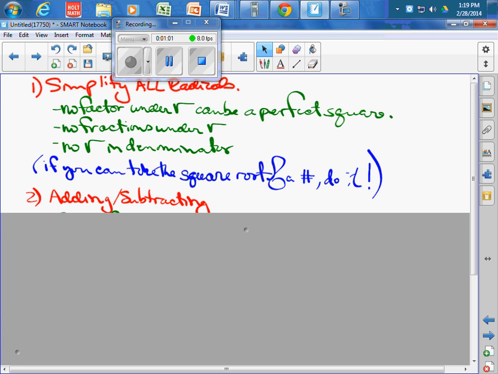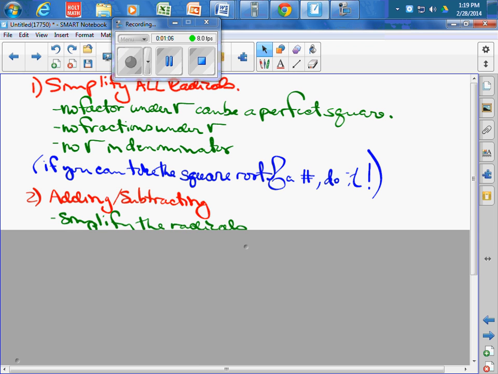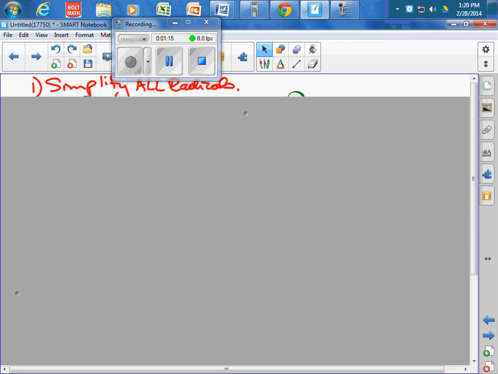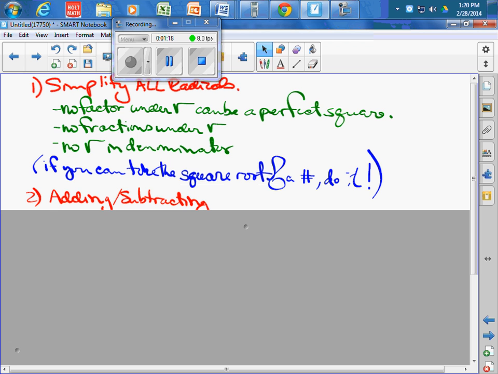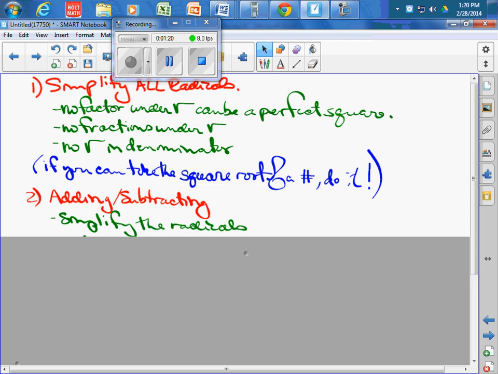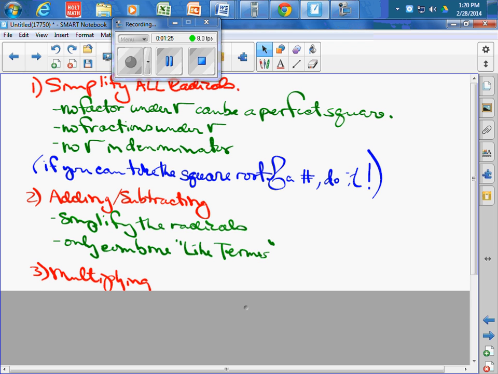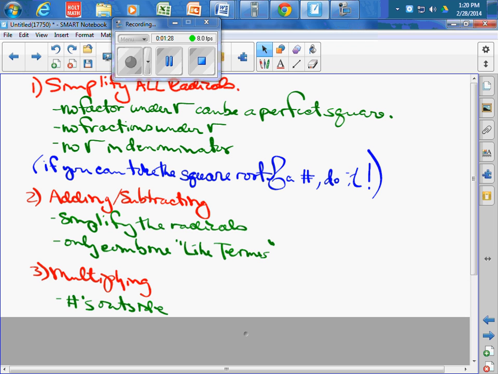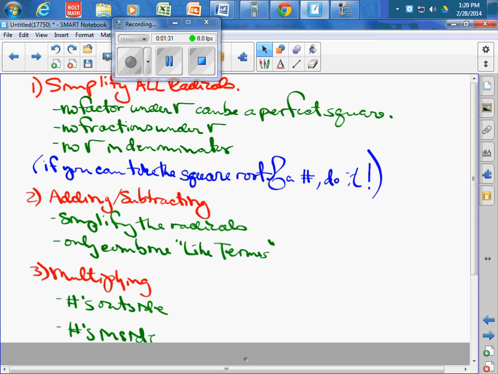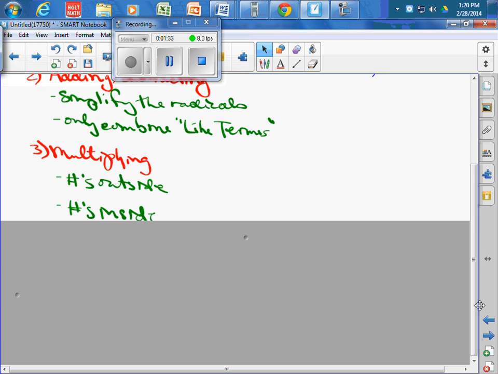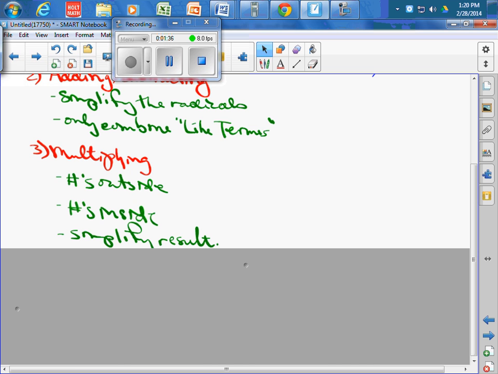Number 2, when you're adding and subtracting, you've got pluses and minuses in here, right? Well, simplify the radicals first. If you can simplify, remember that goes back up to number 1: simplify all radicals. But when you're adding and subtracting, simplify the radical first. You can only combine like terms. When you're multiplying, multiply the numbers outside, multiply the numbers inside, and simplify the result. Again, we'll talk about that in just a few minutes.